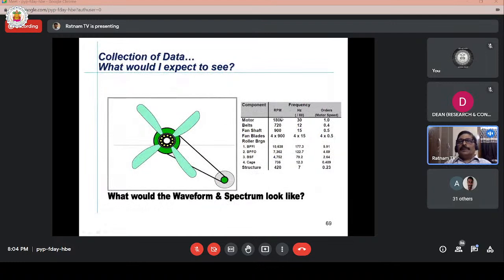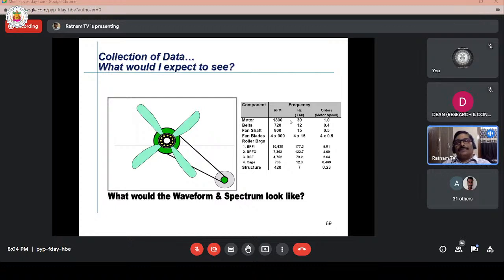A motor of 18.5 kW produces 30 Hz, in the order of motor speed, in the order of 1. The belt at 720 RPM: frequency 720 by 60 comes to 12. Fan shaft 900. Like this, all the bearings, roller bearings, will give all the frequencies.